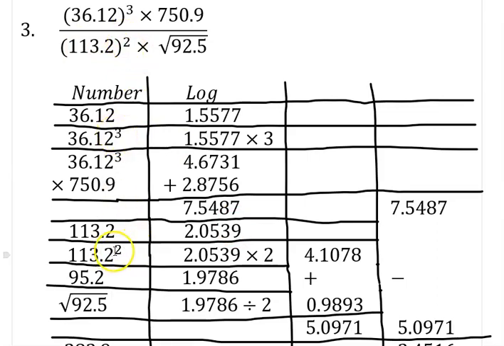So we multiply our result by 2 because we have 2.0539 already. Just multiply it by 2 because of this power of 2. It will give us 4.1078. Awesome. Now we have this under 2. This times it will go for plus. But because this one too has a square root, let's deal with 92.5 first before we deal with the square root. So 95.